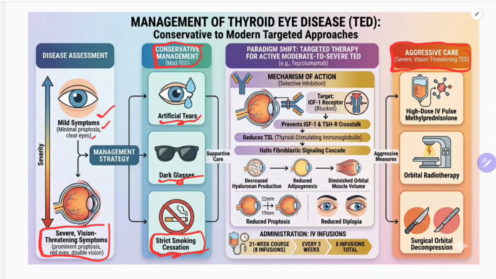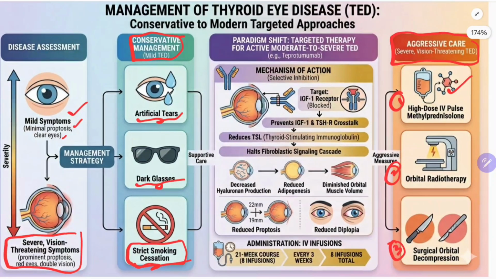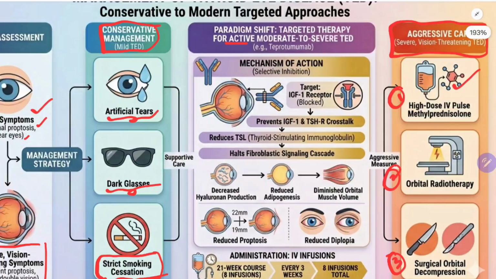Okay. So what you will do, you will give high dose IV pulse methylprednisolone like 500 mg once daily for 3 days. That is one thing. Second thing is orbital radiotherapy you can plan, or third thing is surgical orbital decompression you can do. Okay, these are the 3 things: IV methylprednisolone, orbital radiotherapy, or surgical orbital decompression when the nerve is compressed.